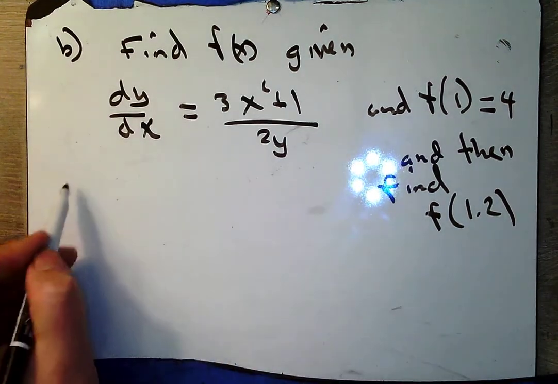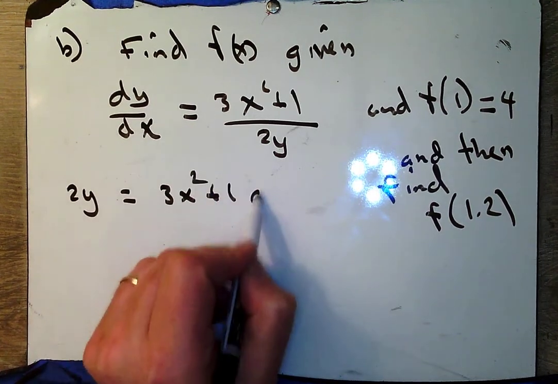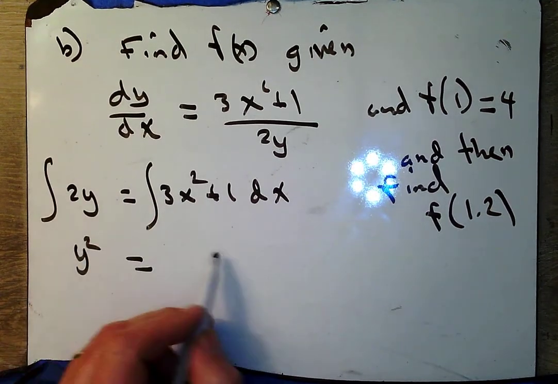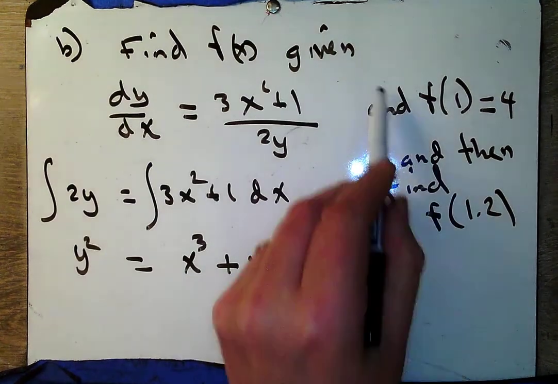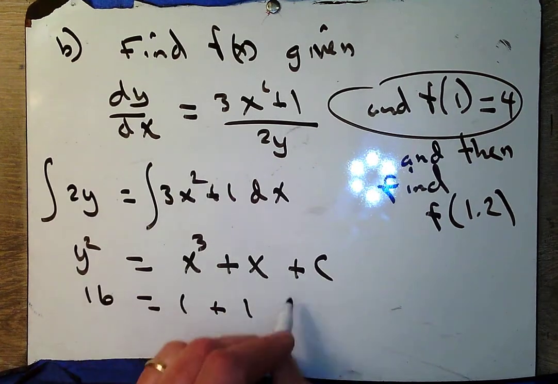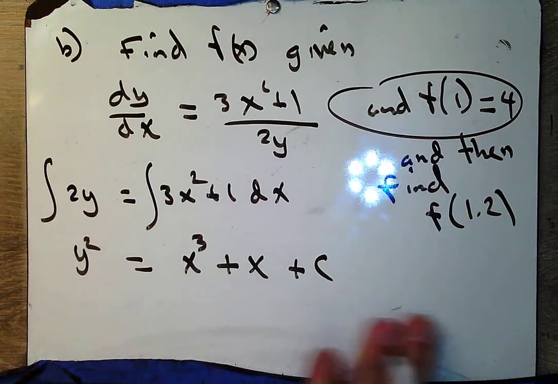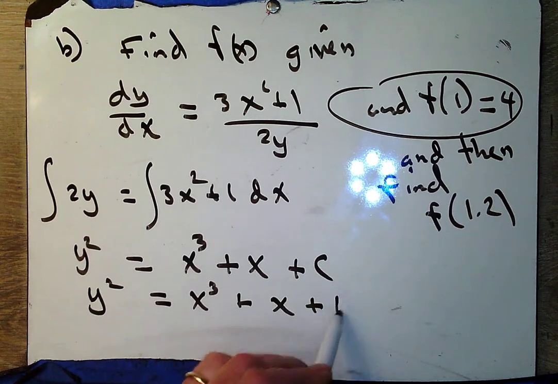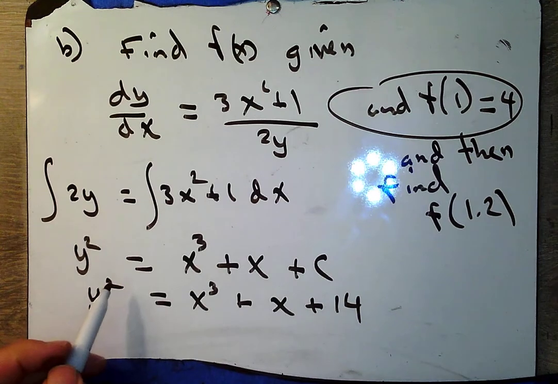All right, so separation of variables, 2y dy equals 3x squared plus 1 dx. Integrate, we're going to get y squared equals x to the third plus x plus c. I like using my initial condition now. 16 equals 1 plus 1 plus c. So c is going to be 14. Okay. So now we've got y squared equals x to the third plus x plus 14. But we don't want y squared. We want y equals. So let's take the square root of both sides.